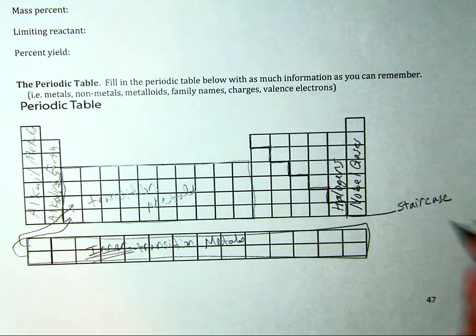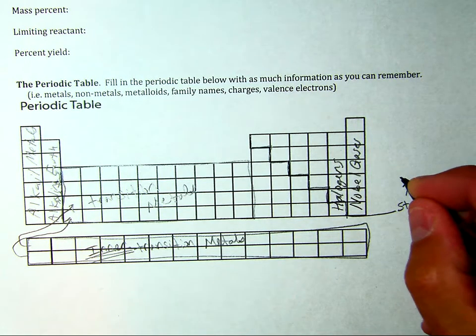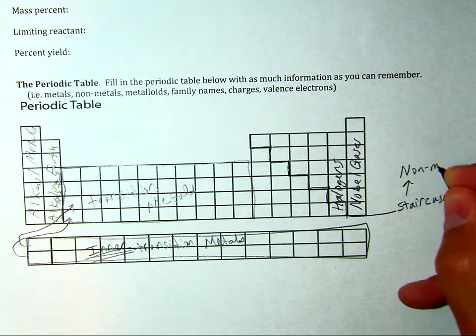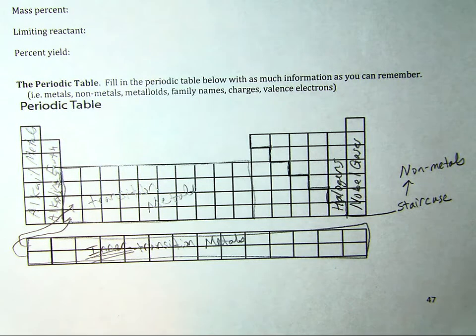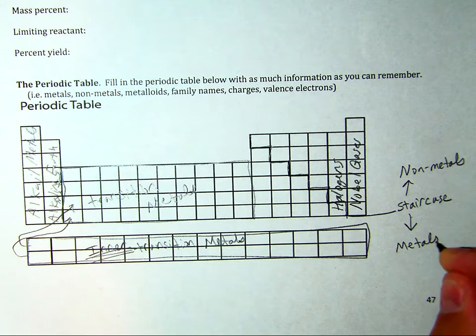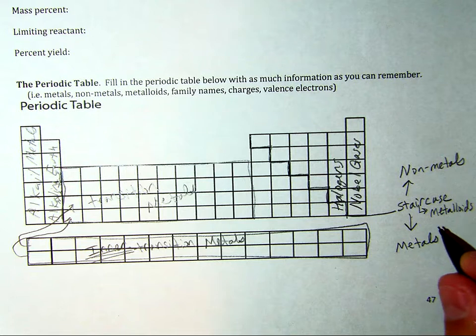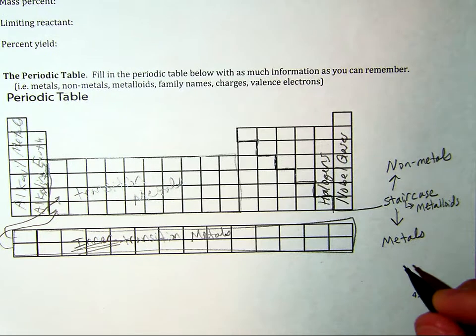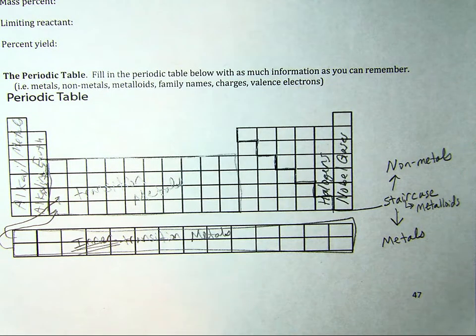The staircase separates. Above the staircase are the nonmetals. Below the staircase are the metals. And if it's touching the staircase, we call them metalloids, or some people refer to them as semi-metals. They have properties of metals and also some properties of some nonmetals. Okay, so that's pretty much it for the names.